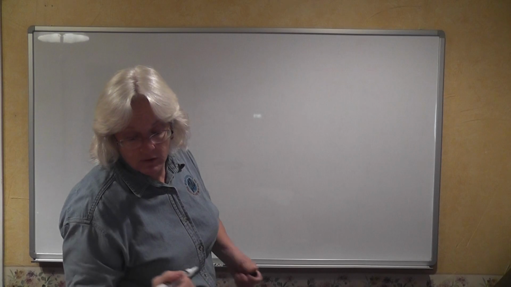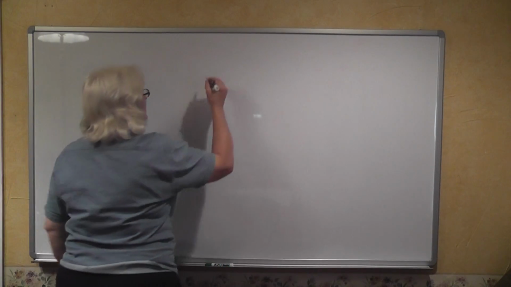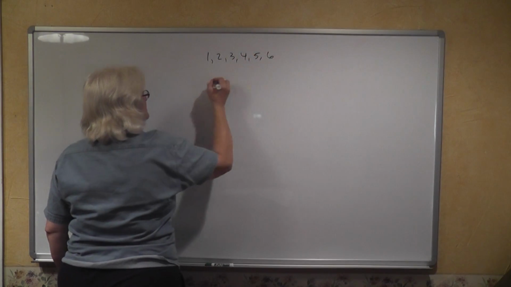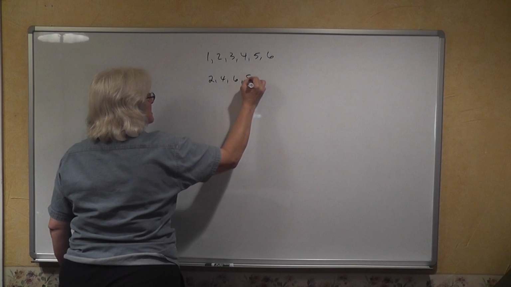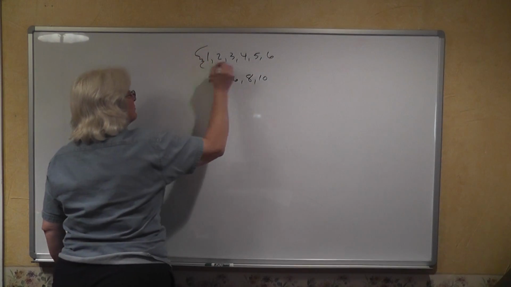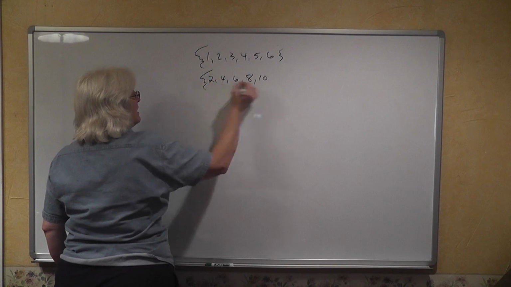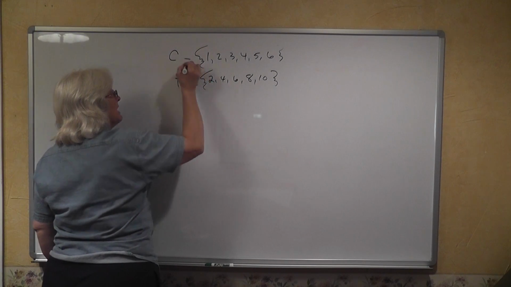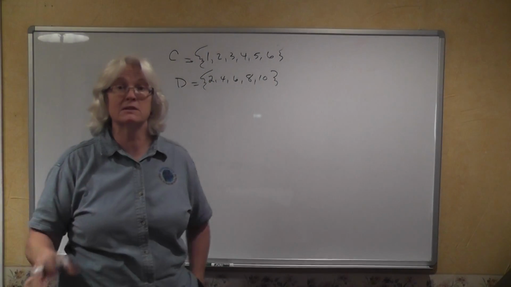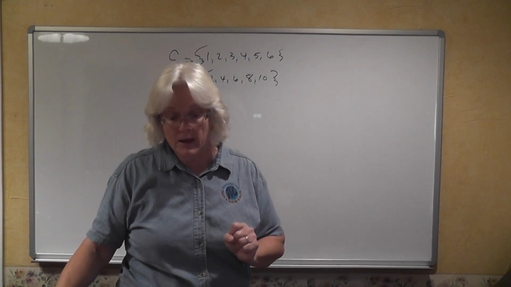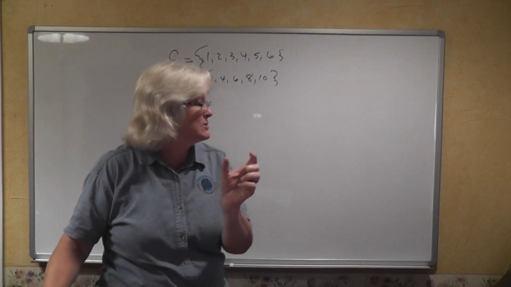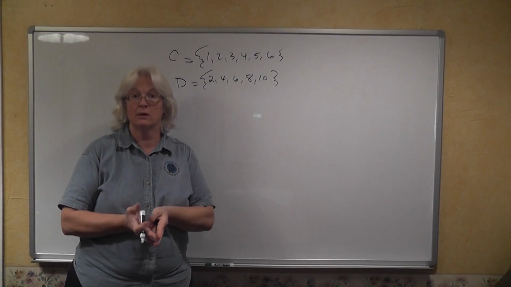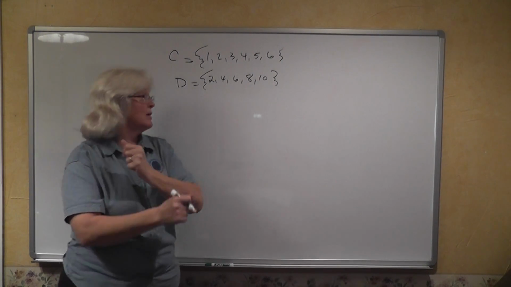So we have 1, 2, 3, 4, 5, 6, and 2, 4, 6, 8, 10. And we have two different sets here that contain differing elements. We have set C and we have set D. And we know they're sets because we have a capital letter for them and because we have the braces that contain the elements of this set. Now first, intersection. Intersecting roads.